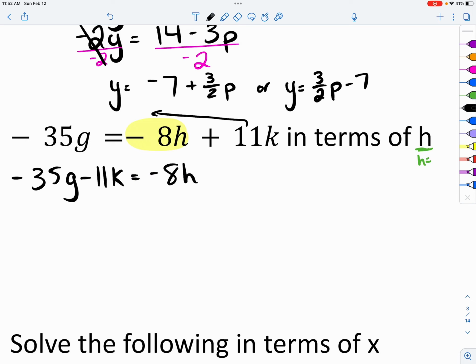And just like on the example above, I just want one h. It doesn't say in terms of negative 8 h's, so I have to get rid of the negative 8. And to do that, you divide everything by negative 8. Negative 35g divided by negative 8: the numbers don't reduce, but a negative divided by a negative is really just a positive. Same thing with negative 11k divided by negative 8. That becomes a positive.